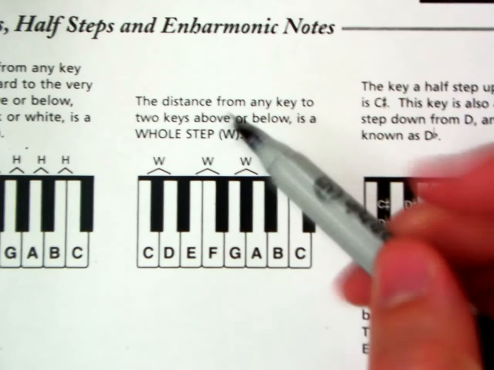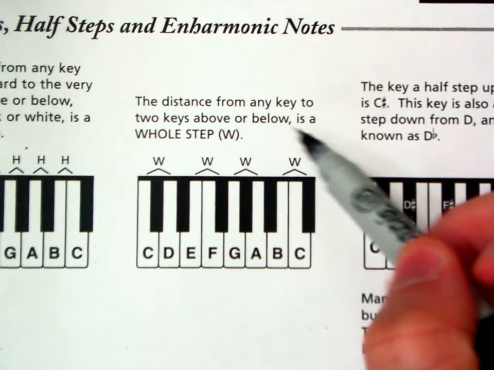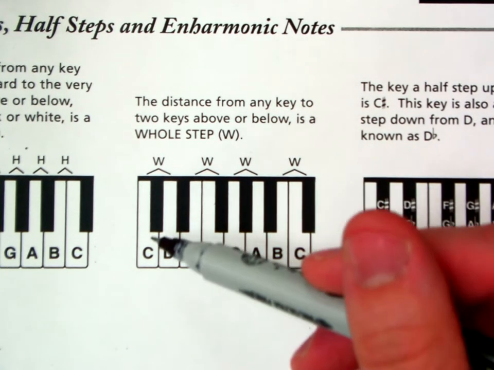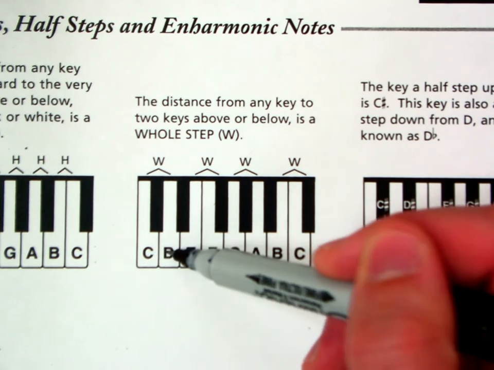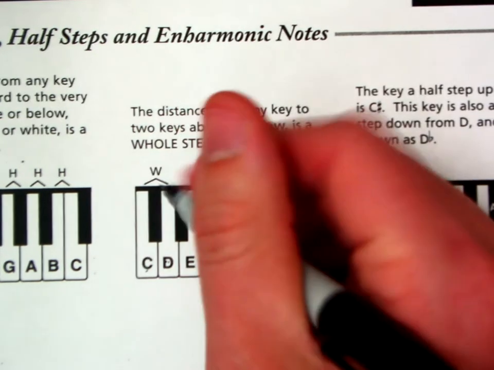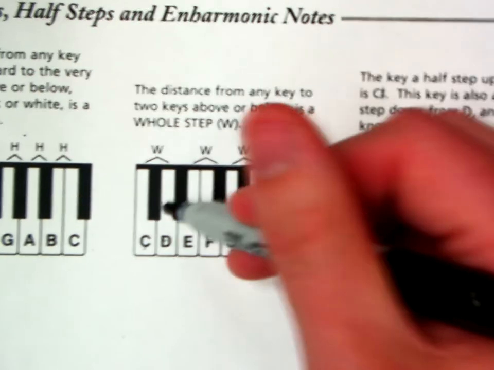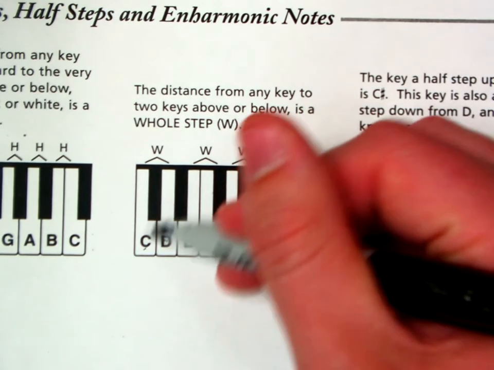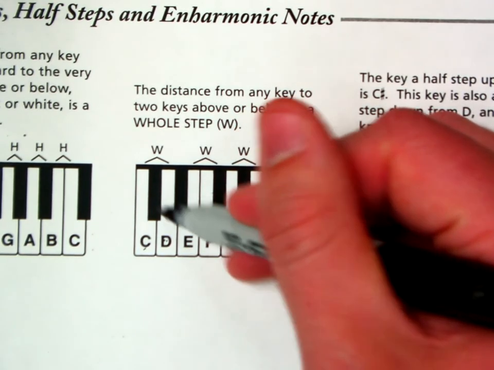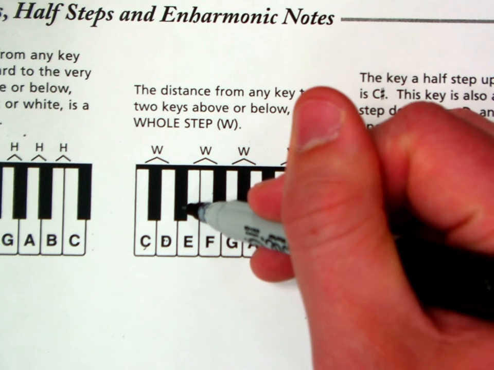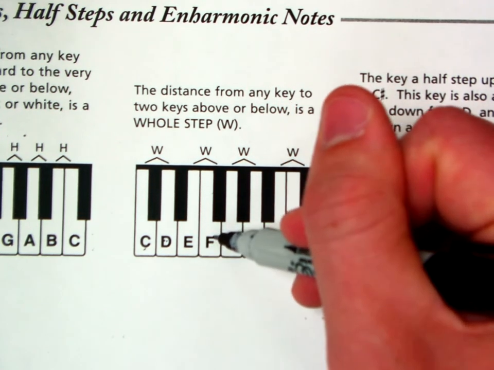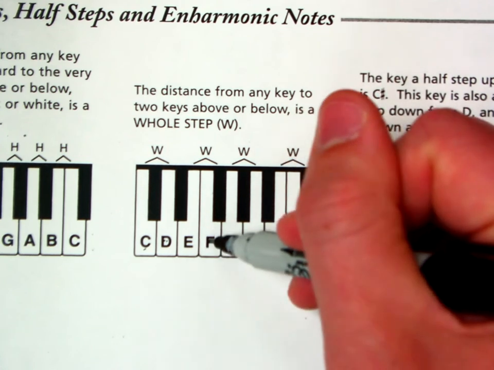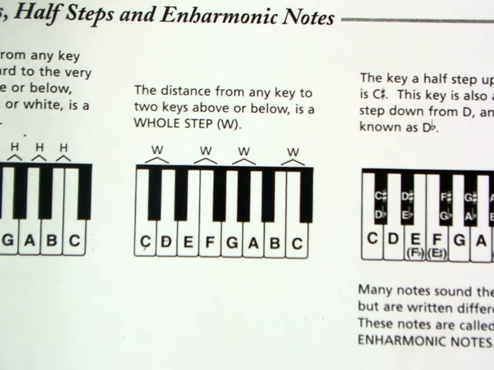Next part. The distance from any key to two keys above or below is a whole step. So, instead of just next to each other, we want to do two keys. So, from C, 1, 2, C to D, we have a whole step. That's what they noted here. Also, from this C sharp, right, when we raise C, we get a C sharp. Black key, 1, 2, to a D sharp, that's also a whole step. Okay? E to F sharp would be a whole step. 1, 2. So we always want to move two keys, either up or down. Either direction, it's going to be a whole step.